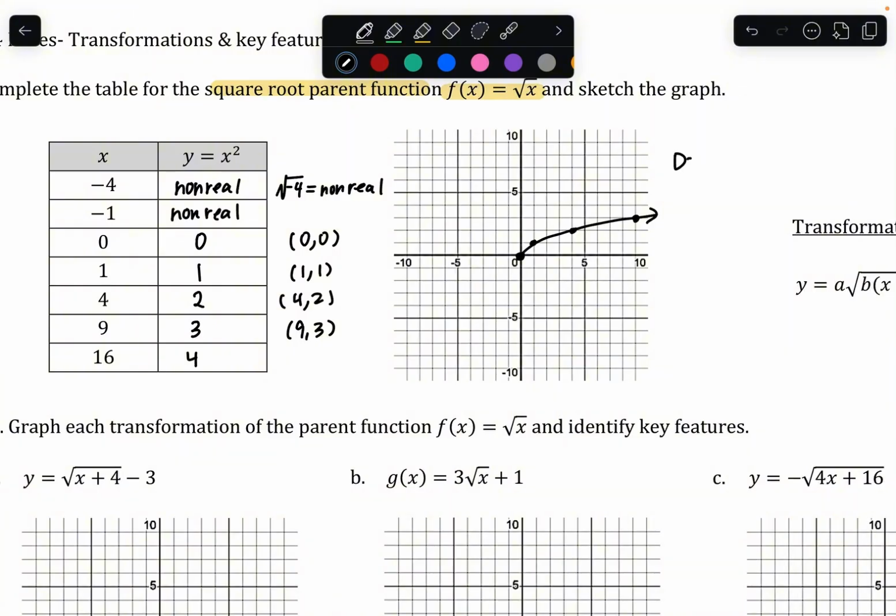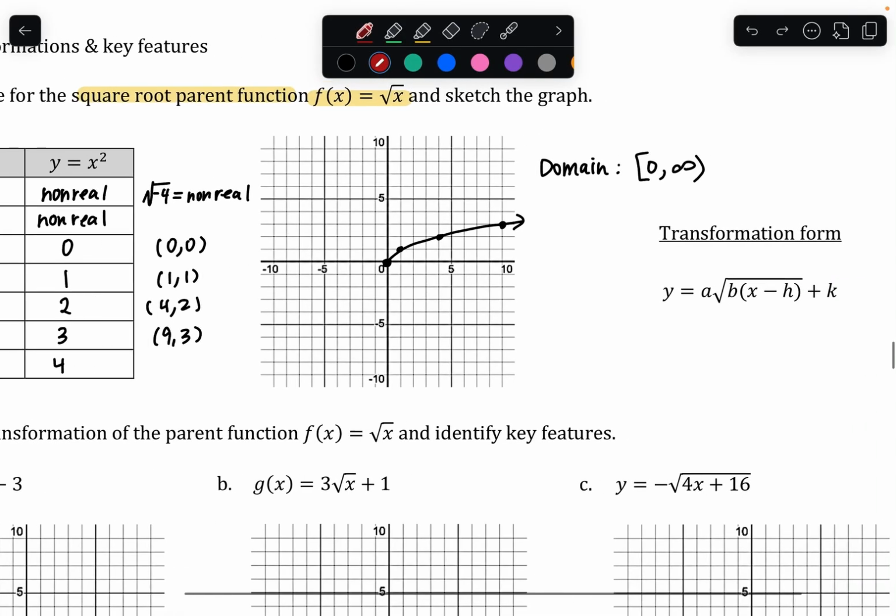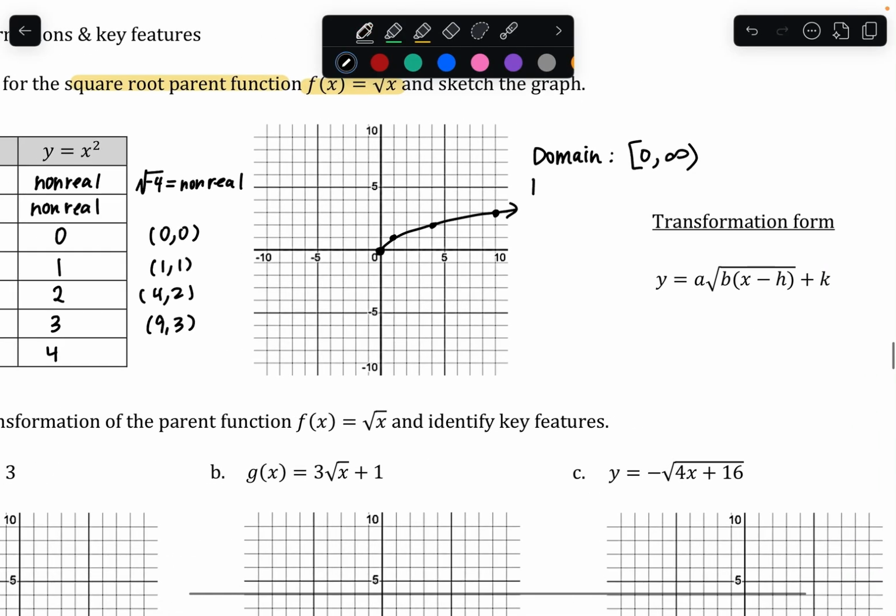And so to identify the domain, 0 is the smallest number we can plug into this function, and then we can plug in infinitely large numbers. And so you can see on the graph, it starts at 0 and goes to the right. And so our domain is 0 to infinity. Our range is the same thing. We're not going to get negative outputs. We're starting at 0 on the y, and it's going up. And so our range is also 0 to infinity.